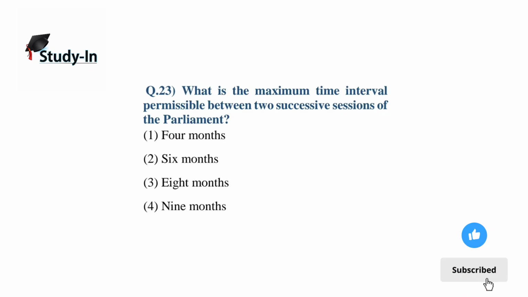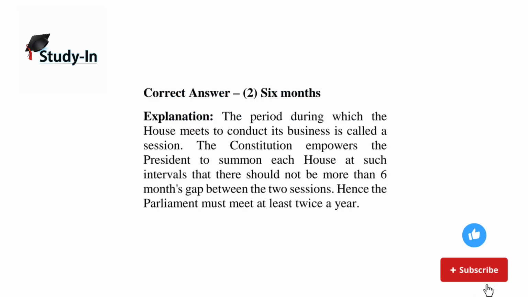Next, what is the maximum time interval permissible between two successive sessions of the parliament? Options are 4 months, 6 months, 8 months, or 9 months. The correct answer is 6 months.